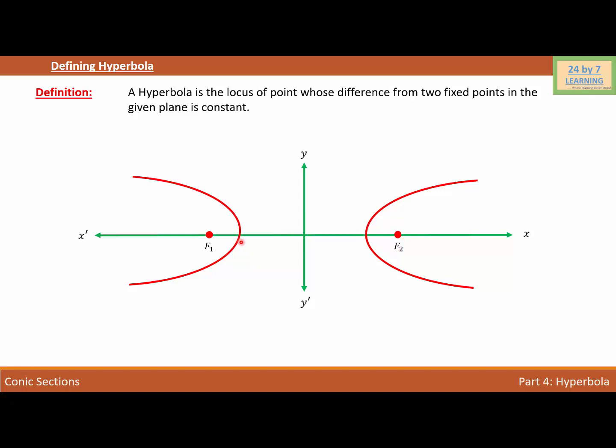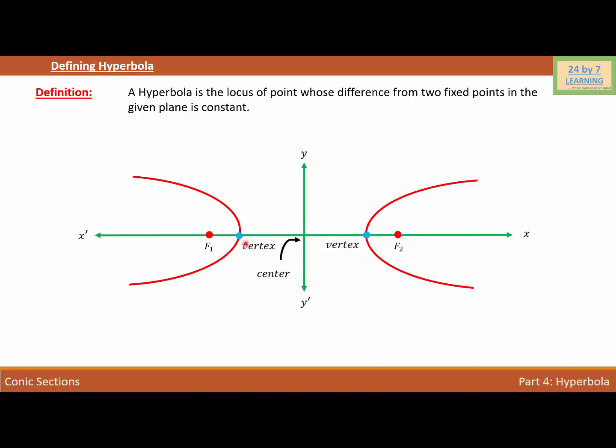Now the point of intersection of the hyperbola and the x-axis is this point, which is basically the vertex. In the same way, this point is also a vertex of the hyperbola. And the point of intersection of the x-axis and y-axis is this point, which is basically the center.